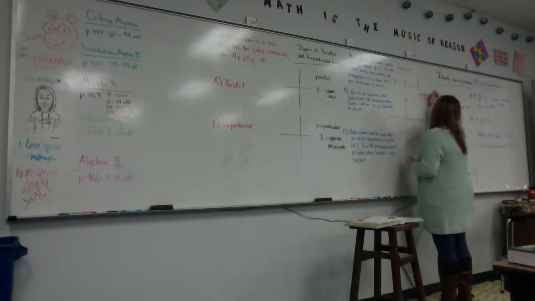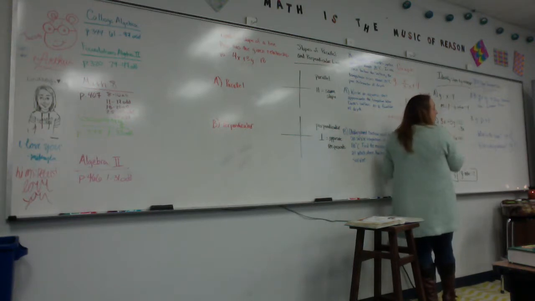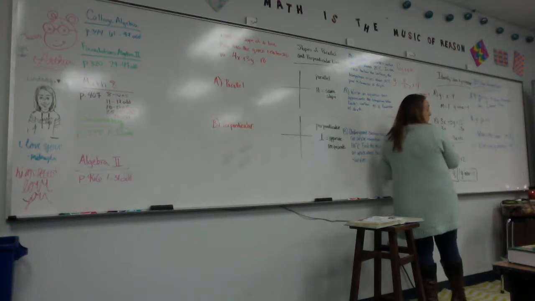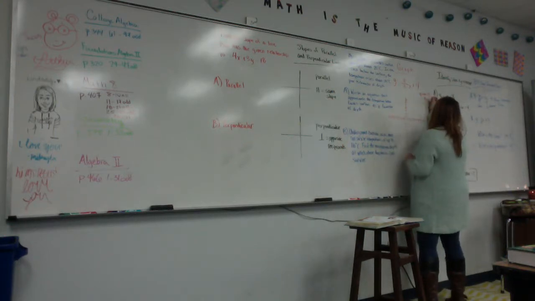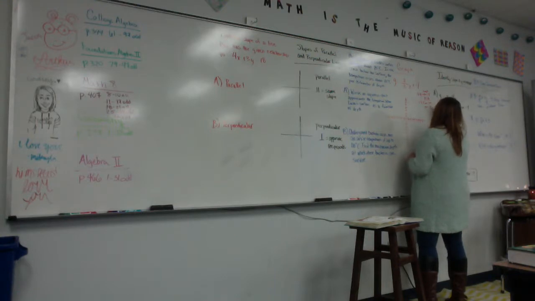Y-intercept on this equals 4. I'm going to graph 0, 4, my y-intercept. Okay? So graph this. So step 1, graph y-intercept. Step 2, find slope. What's your slope? Negative 2 over 3.